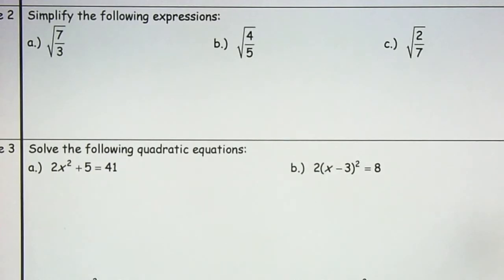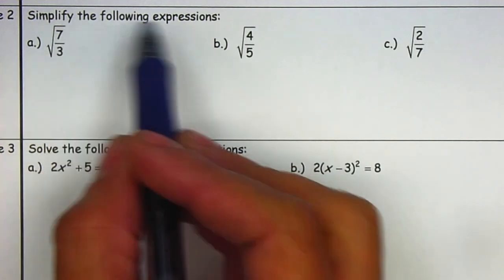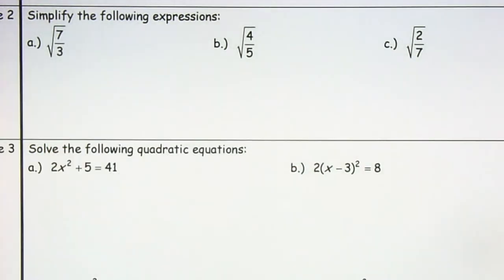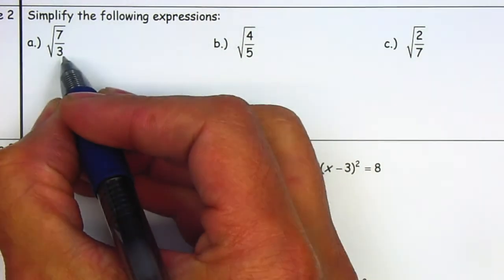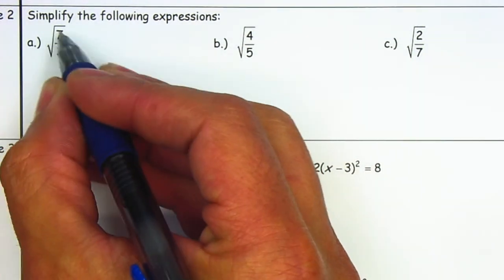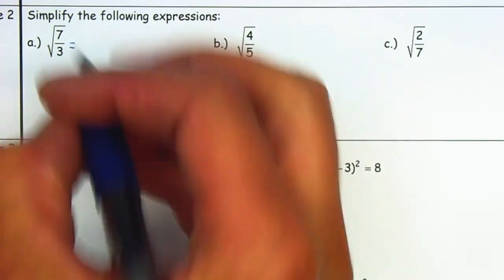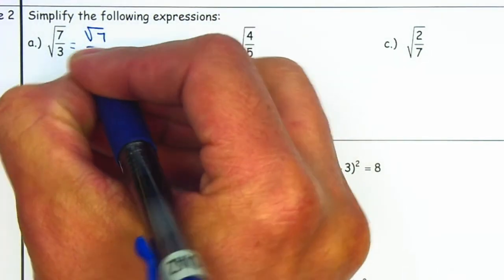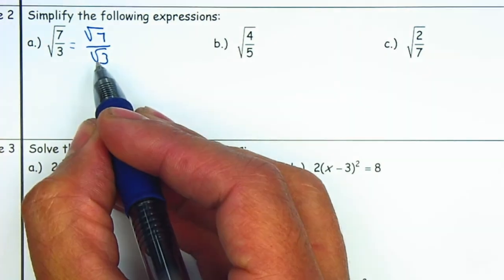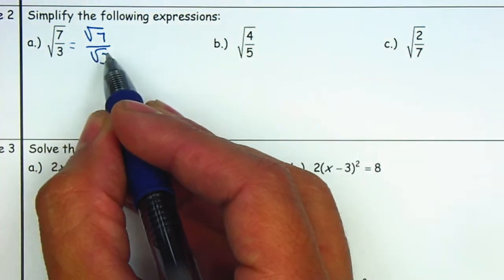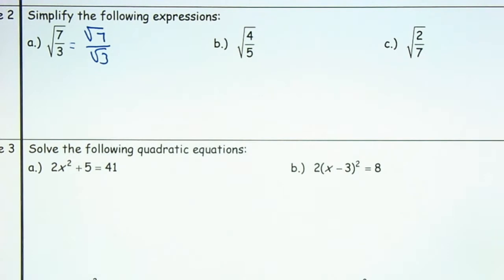Now on example number 2, we are going to simplify the expressions by using the second property. Every time we have a fraction inside the square root, we can separate it, so this will be square root of 7 over the square root of 3. Now we cannot have a radical or a square root on the denominator. So what we're going to do is rationalize it.